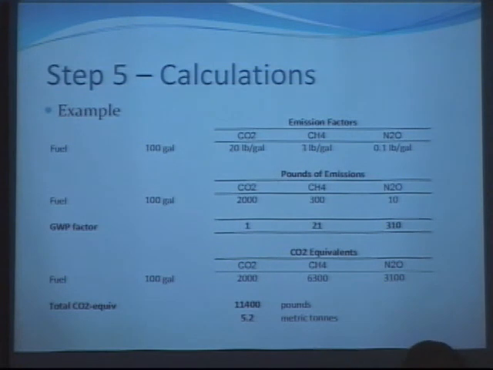So a simple example of the calculations, and these numbers are not real, and I didn't even name the fuel because I didn't want to confuse anybody. But for example, you have 100 gallons of fuel that you're using, and you have some emission factors. So you multiply your emission factors by your quantity of fuel, and then you know your pounds of each type of greenhouse gas that you've measured.